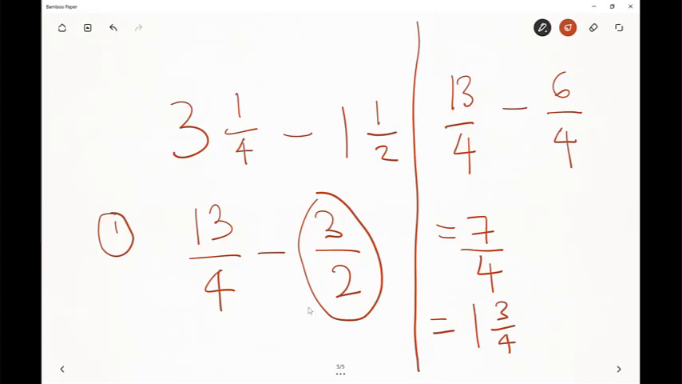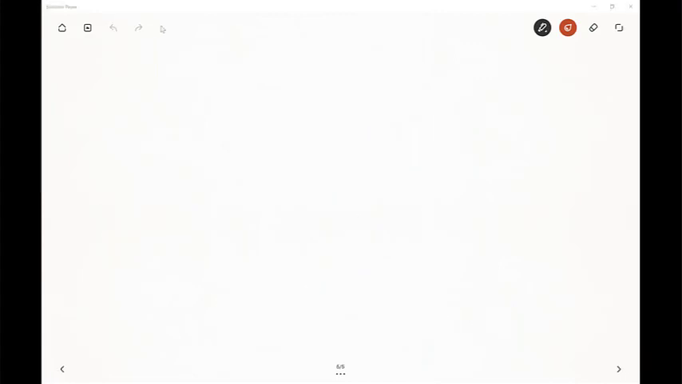And some children will get stuck somewhere in there. Some children make a mistake and get it wrong. So how do I simplify things? How do I get our children to see the maths? So I'm going to rewrite this question up here, 3 1/4, take away 1 1/2. Okay, how do I go about solving this then?